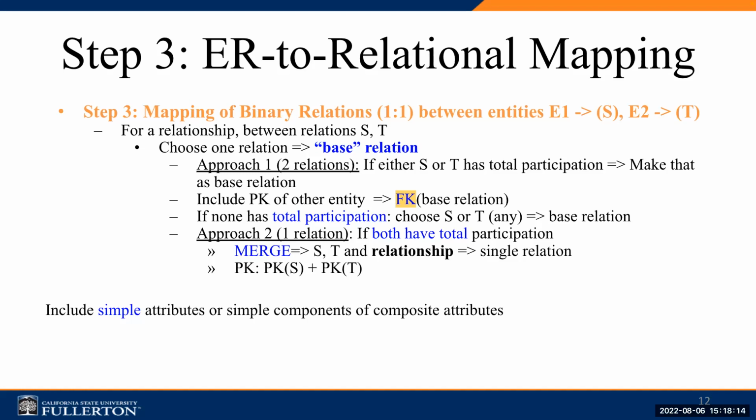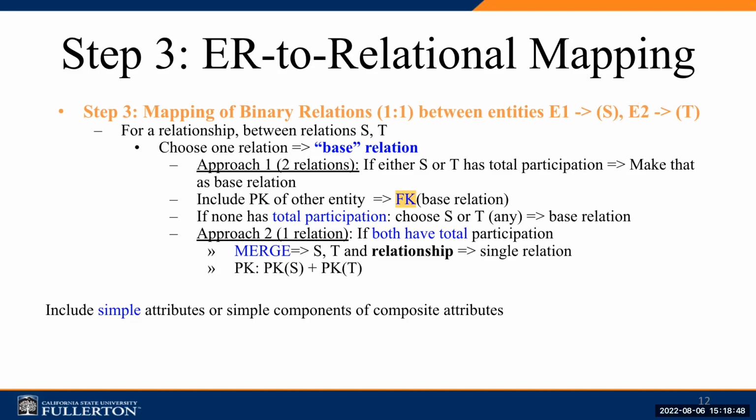And if neither S nor T has total participation, then you can choose either of them as a base relation. It doesn't matter. The second approach is the one that involves having just one single relation, and that's when you have total participation by both S and T, or E1 and E2. And you would merge the two relations and have a single relation.